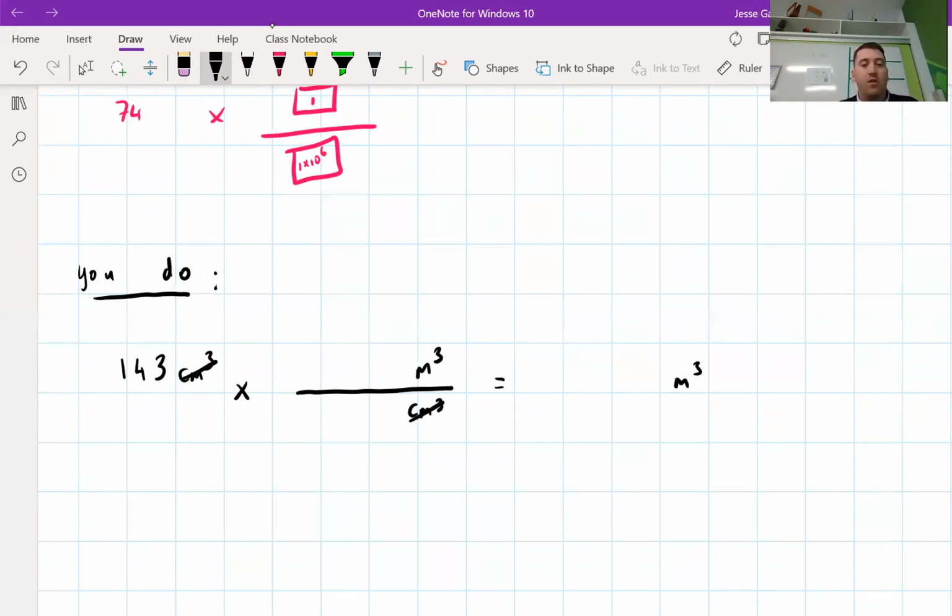Now pause the video and write down the numerical relationship between meters cubed and centimeters cubed. Okay, so what you should have done here is put 1 meter cubed, and for every 1 meter cubed, there is a big number of centimeters cubed. It's 1 by 10 to the 6 centimeters cubed. Okay, so I'm going to go ahead and we are going to put that in our calculator and see what you got.